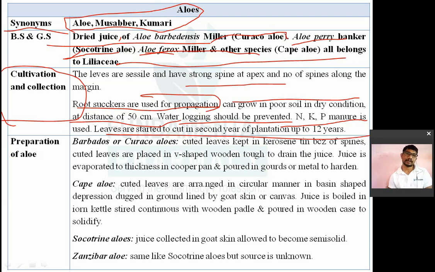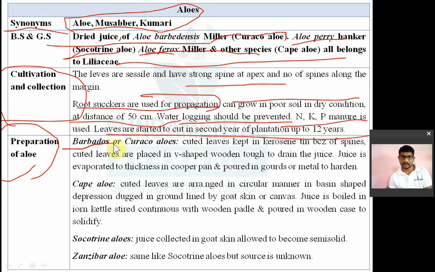ये प्लांट लगाया आपने, सेकंड ईयर, 2 साल का हो गया तो उसके बाद में आप उसको निकाल सकते हो for medicinally. So if you are cultivating this aloe medicinally, the leaves are cut and collected from the second year of the plant, and it can grow up to 12 years. You can collect the leaves up to 12 years. Preparation of aloe vera juice for market. Depending upon the variety and preparation method, they are divided into different types.